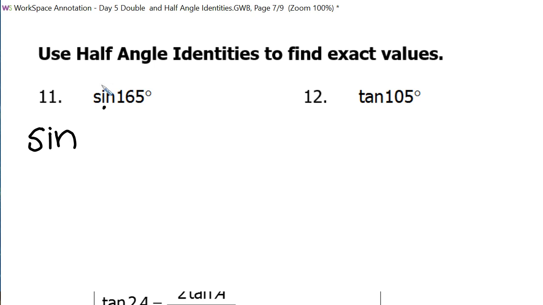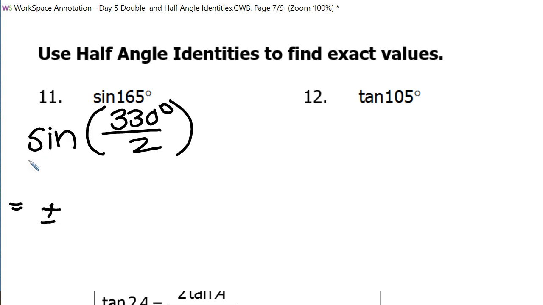330? So half of 330 degrees gives us 165. Okay, so using that identity. So again, the half angle identity, we're going to start with a plus or minus. So only the first step will have a plus or minus.